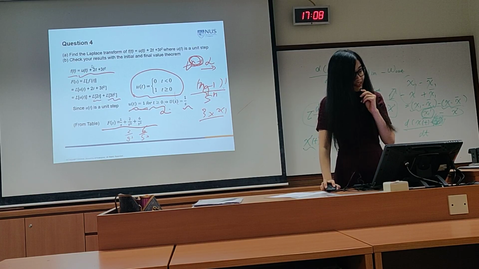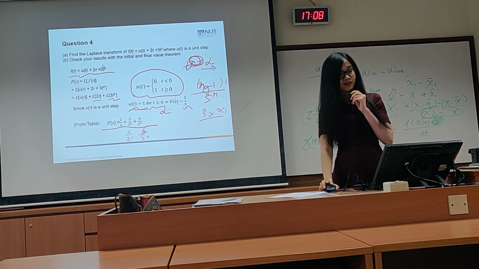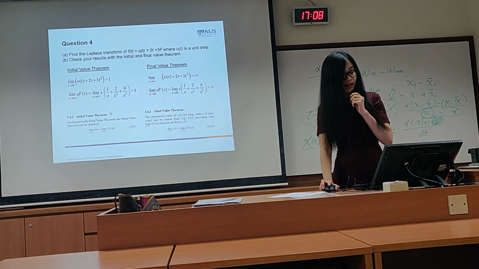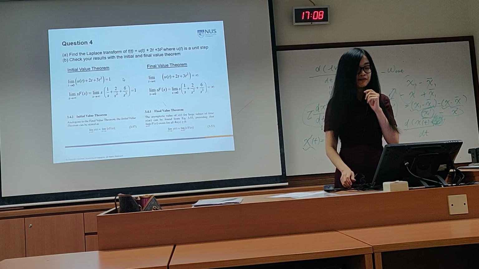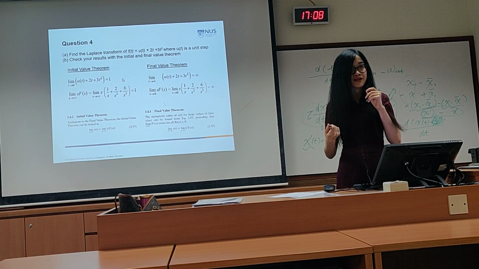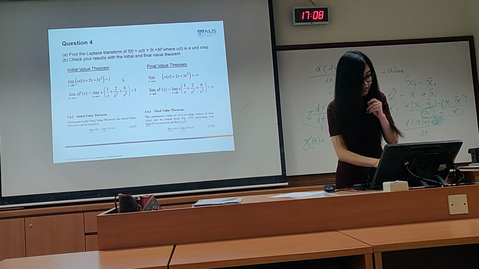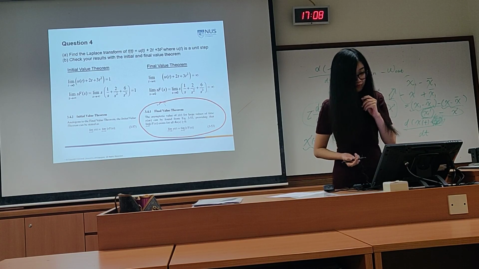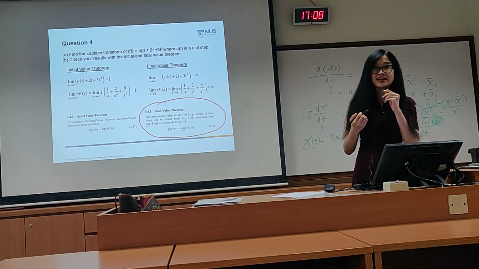And then the second question asks us to check the results with the initial and the final value theorem. So we talked about these two theorems in class and in the book as well. Let's have a quick review of what these two theorems mean. So we emphasize this final value theorem a lot, so it's shown here. Why do we call it final value?